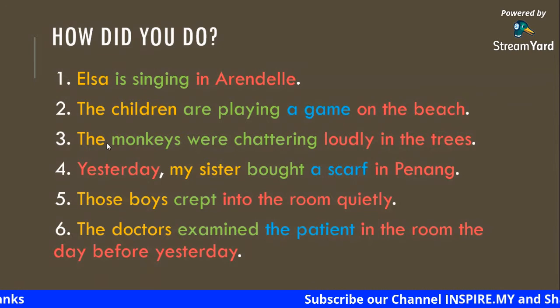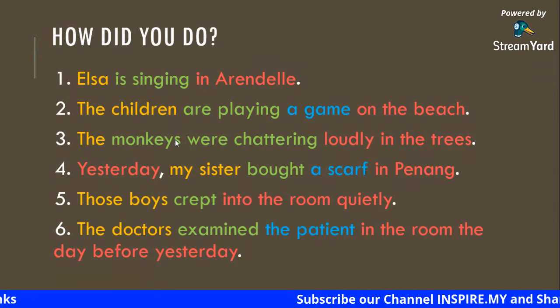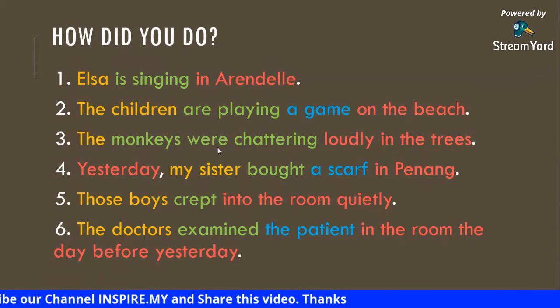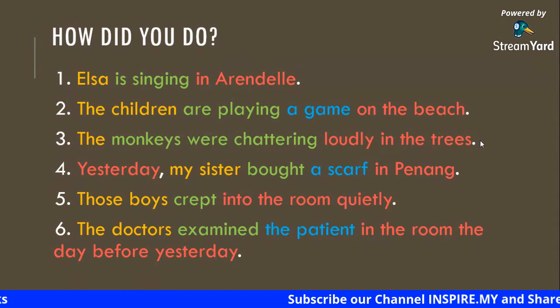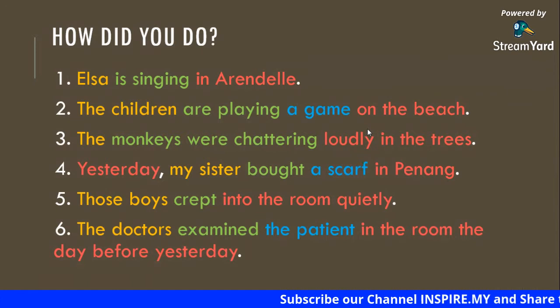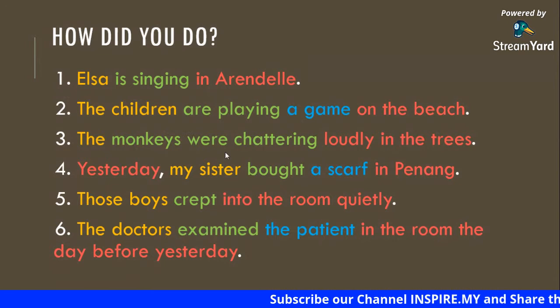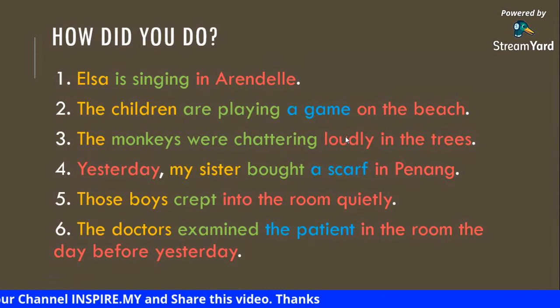The monkeys, I've made an error here. I am so sorry. I apologize. The monkeys. Okay. This is your subject. There's a problem with the color assignment. I am so sorry. Were chattering is your verb. Loudly in the trees is your adverbial. But I need to tell you, there are two adverbs here. Loudly is your adverbial of manner. In the trees is your adverbial of place. So there are two adverbs here, right? The monkeys is your subject. Were chattering is your verb. Loudly is your adverb of manner. And in the trees is your adverb of place.